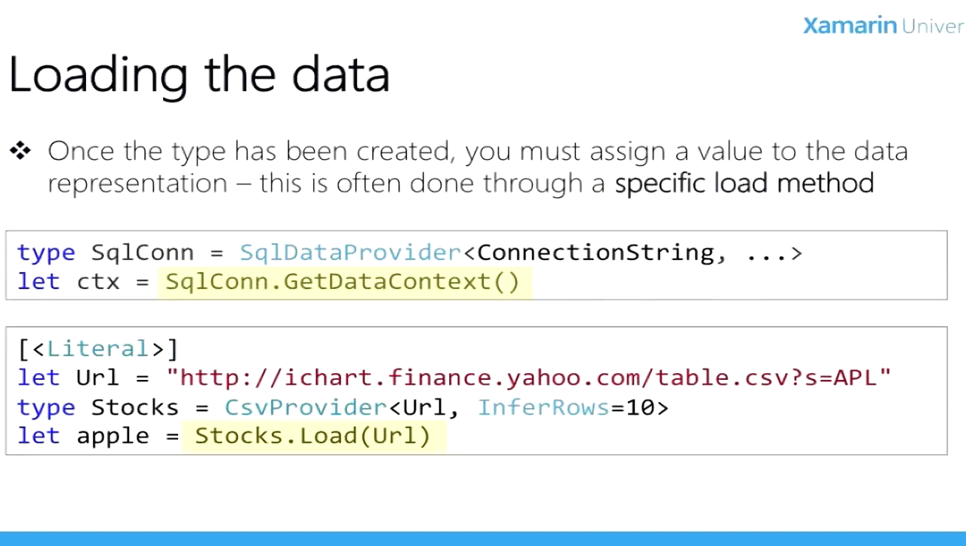And here you can see two examples. The first is the SQL provider where we pass in things like a connection string and a table name. Then we retrieve the data context to access the table rows. And the second uses the CSV provider to load some financial data from Yahoo, then calls load to load that same URL and retrieve the stock data for Apple Corp.